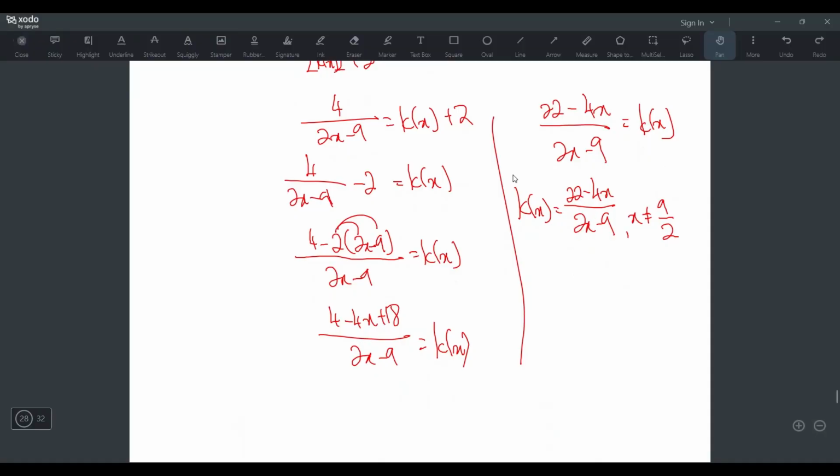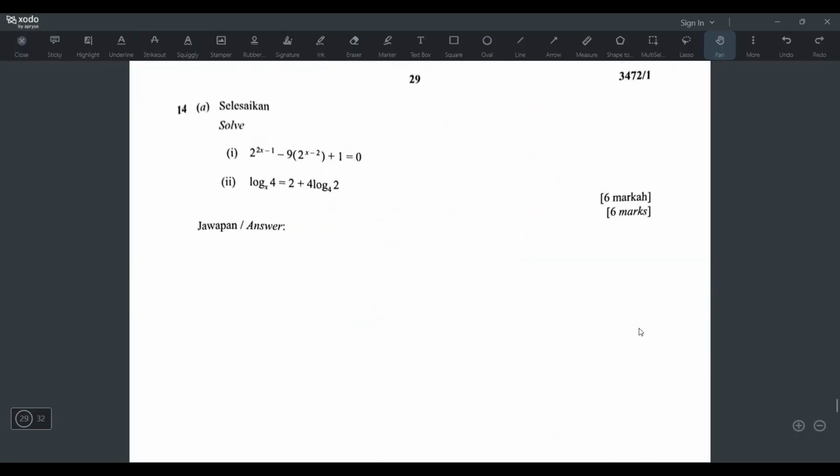So the whole thing down here cannot equal 0. So x cannot equal 9 over 2. Okay, that's all. Hope you understand. Alright, let's move on. 14. Okay, we almost finished already.